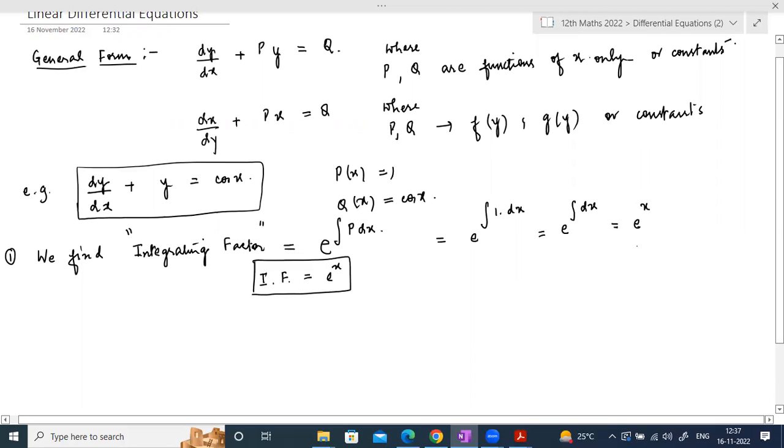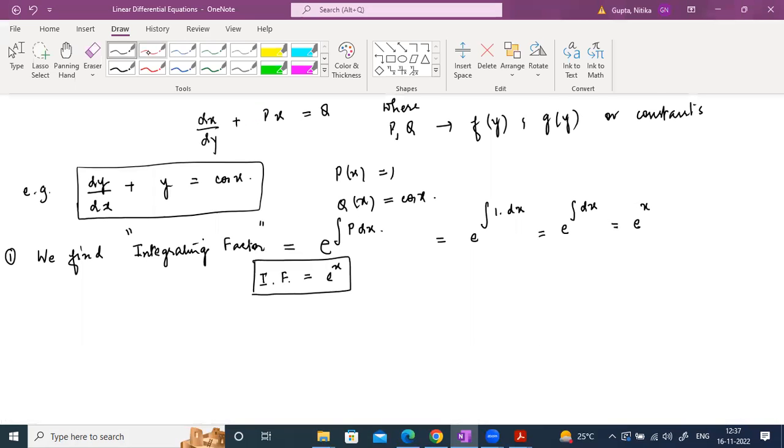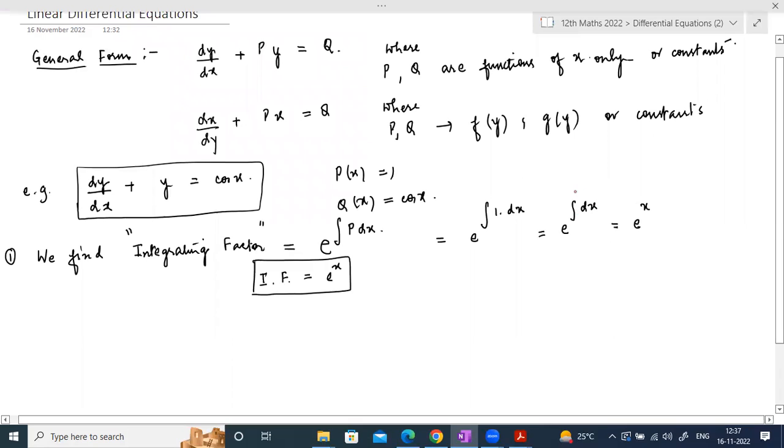But one important thing to note here is whenever we find the integrating factor, we are integrating in the power of e. So we omit the integration constant. There is no need to put the constant of integration. Omit the constant of integration. So without that, the integrating factor is e to the power x.